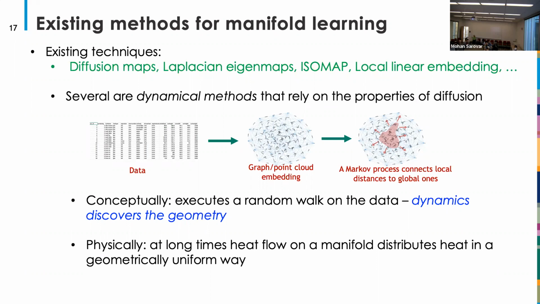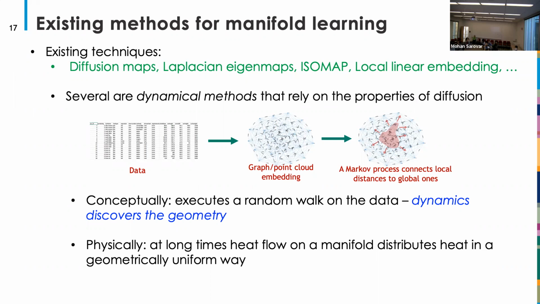Once you have this graph embedding, what you do is essentially execute a Markov process that is just diffusion on this graph. You start off at some point and you just diffuse on this graph. Conceptually, it executes a random walk on the graph, and you let the dynamics discover the geometry. And physically, you can think of diffusion as the same as heat flow. Right? Heat flow is described by a diffusion process.